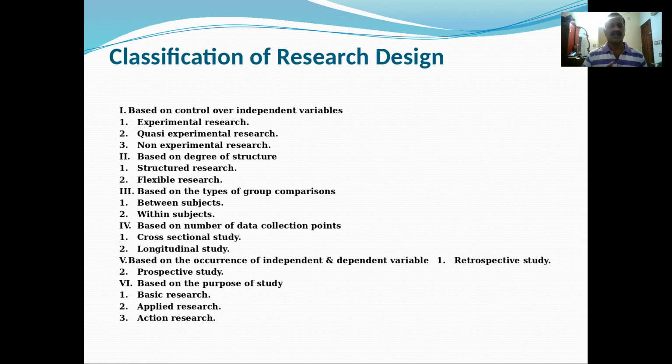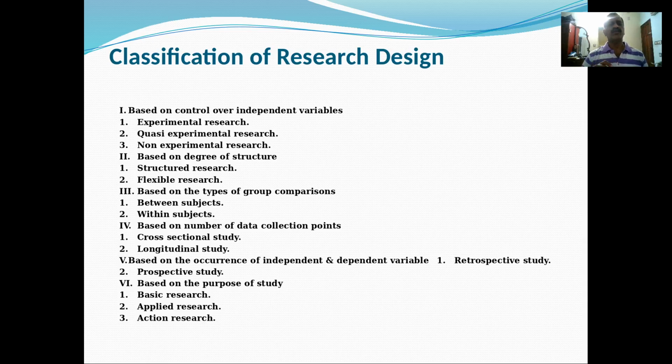Same subject at a different period of time, or within the group itself we can compare. For example, the third year BSc Nursing 25 and 25. That comparison is also within the group comparison. Within the subject comparison means the same subject at two points of time we compare, for example, before exercise and after exercise. So based on the comparison, we classify research into two: comparison between the subjects and comparison within the subject.